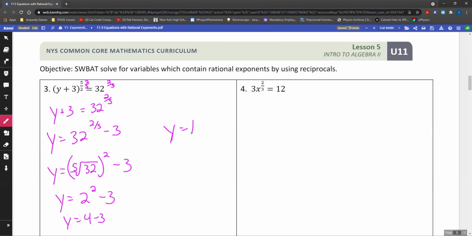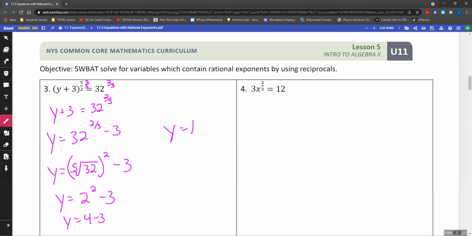Now again, as I've said before, if you weren't sure how you're supposed to go about doing this without a calculator, you actually do have one. If you typed in 32 to the 2/5 power, you would see that this does equal 4, and you could have solved this a lot quicker. So keep that in mind. I'm showing you how you can do it by hand, but you are allowed a calculator to do some of this math.